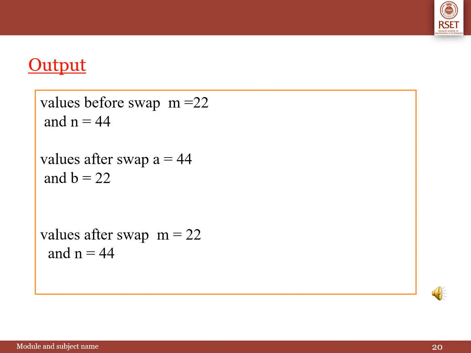The output for the program is given here. The values of actual parameters m and n are 22 and 44 before the swap operation. The values of the formal parameters a and b after swap are 44 and 22, which is displayed inside the function. The values of m and n are 22 and 44 itself after the swap. That is, those values are not modified.